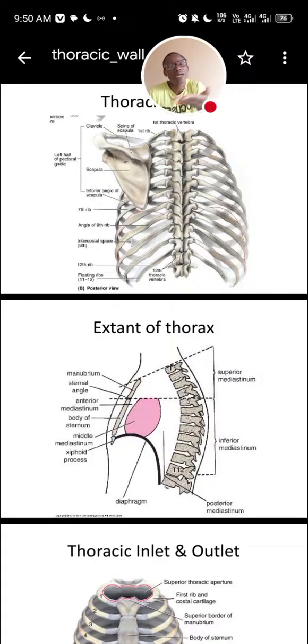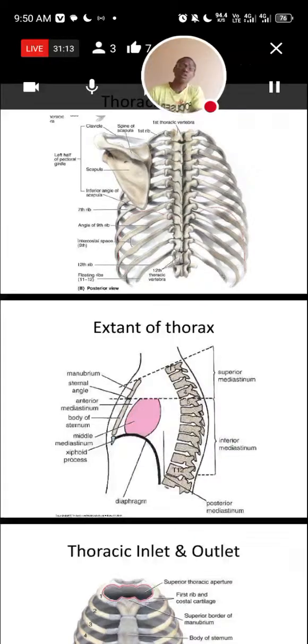How about the inferior aperture of the thorax? That is the thoracic outlet. We are going to study that later. So let's move very quickly. We look at the veins. The veins, we said, are just like the artery. So if you know the veins, you can know the artery.